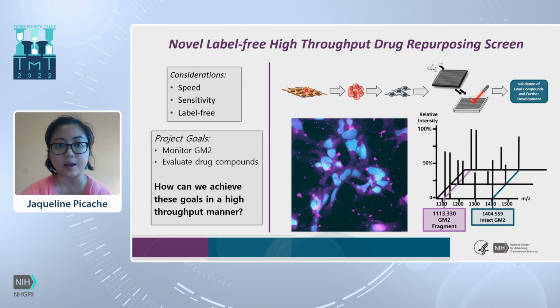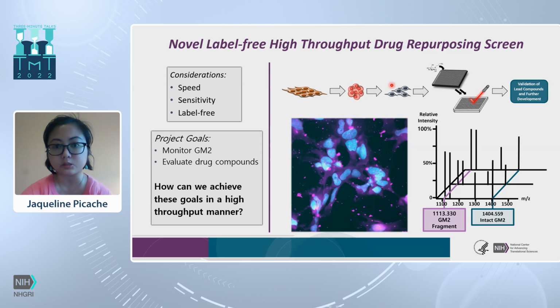First, we take human fibroblasts and induce them into pluripotent stem cells. And from there, we induce them into neural stem cells. So Tay-Sachs disease is a neurodegenerative disease, and we want to analyze cells as close to the CNS as possible.